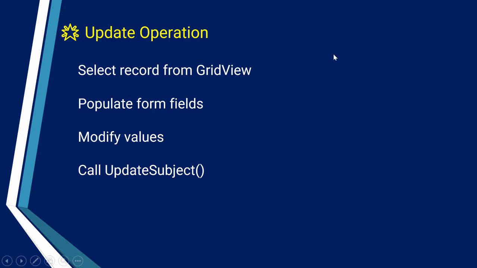To update a subject, allow the user to select a record from the grid view. Populate the form fields with the selected data. After the user makes changes, call the update subject method in the BLL.